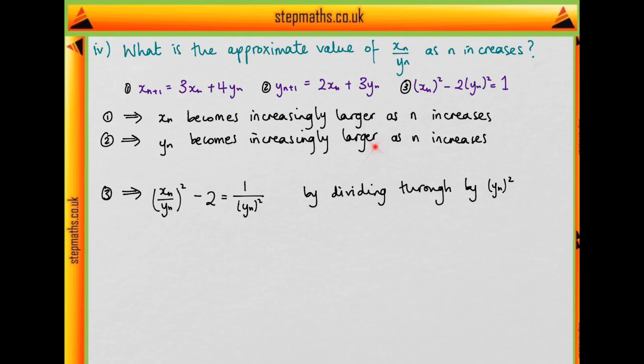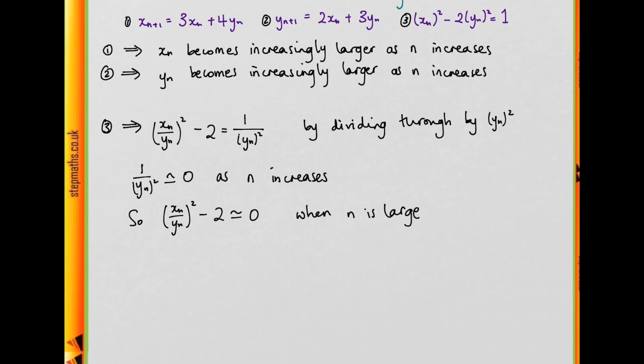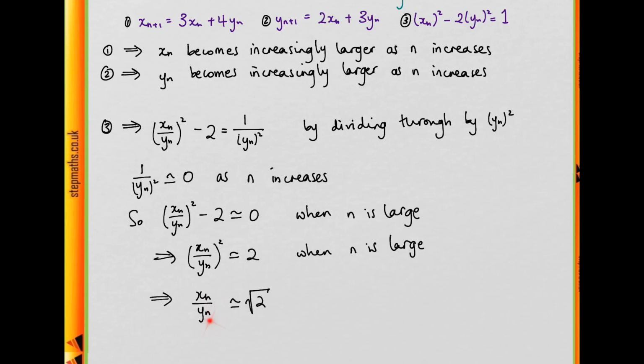So remember, when n gets larger, then yn is also going to get larger and larger. And so 1 over yn squared, well, that's going to be getting very small. And so we can say that xn over yn squared minus 2 is approximately 0. And so if xn over yn squared minus 2 is approximately 0, then xn over yn squared is approximately 2, and so xn over yn is approximately the square root of 2, because we know that x and y are both positive.